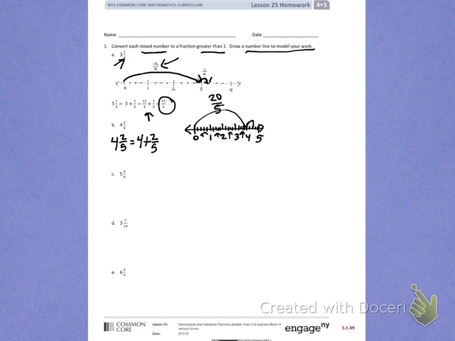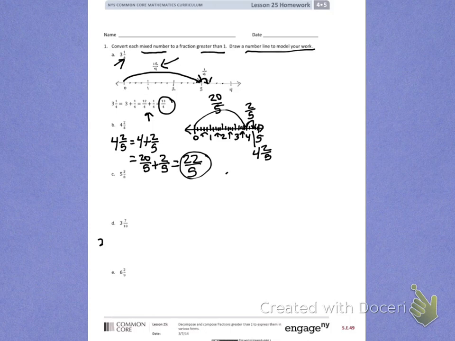So I'm going to go ahead and do that. And where am I now? I'm at 4 2/5. Which, if I think about what that is as a fraction, it's 20 fifths plus 2 fifths, and that makes 22 fifths. So we've just converted a mixed number to a fraction that's greater than 1. You try letter C. I'm going to do letter D.